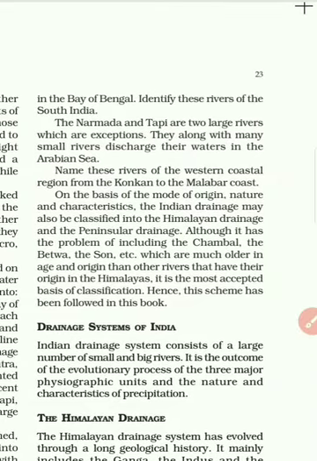The Narmada and the Tapi are the two rivers which are exceptions. They, along with many small rivers, discharge their water in the Arabian Sea. Name these rivers of the western coastal region of the Konkan and Malabar coast on the basis of the mode of origin, nature, and the characteristic.